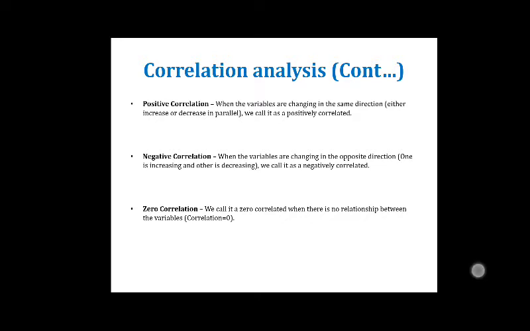Okay, so what is the example of that? Suppose the weather is hot, so at that time the cold drink consumption increases. As the weather gets hotter, the cold drink consumption also increases. Here both variables are increasing in the same direction. So in that case we say that there is a positive correlation between these two variables.